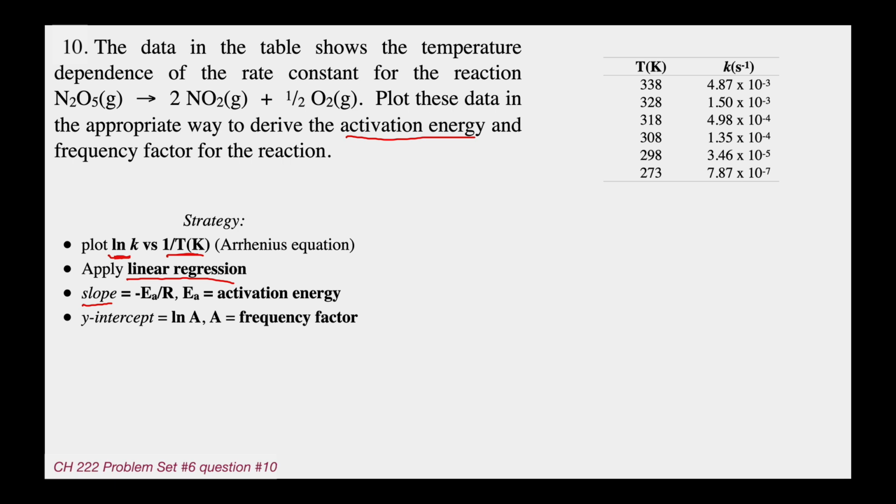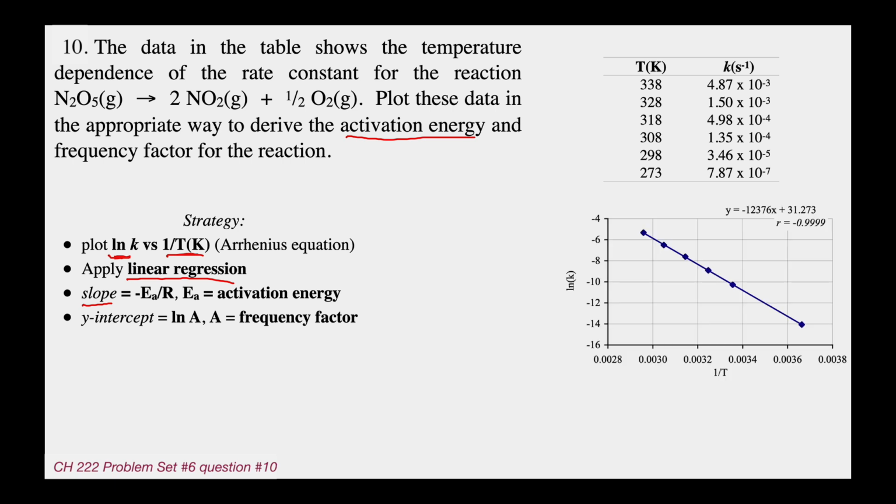We won't do that much actually with it. So, in this problem, I would definitely use a program like Excel or Apple Numbers, turn T of K into 1 over T of K, turn K into natural log of K, with natural log of K on your y-axis, and 1 over the Kelvin temperature on your x-axis. And when I did this in my program, this is what I ended up with.